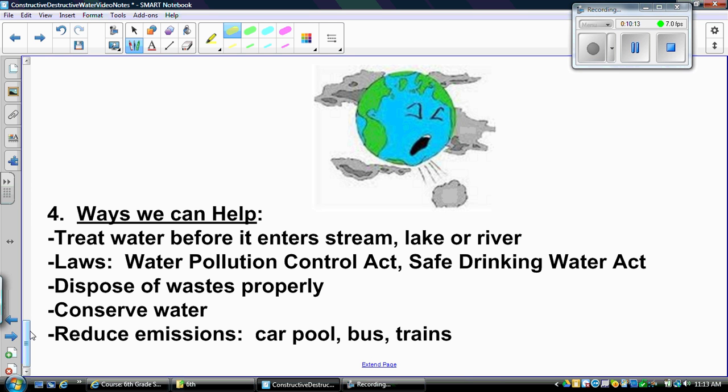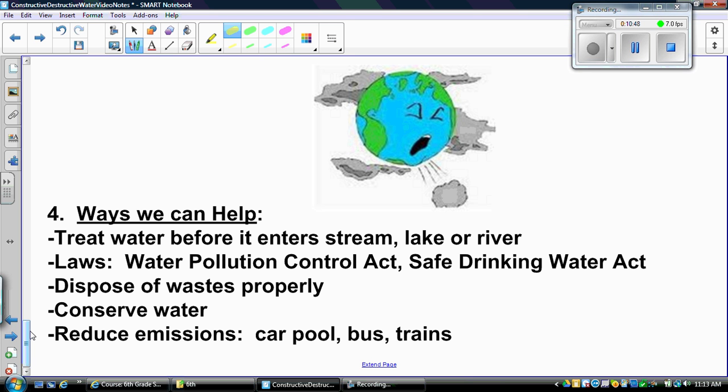So here are some ways that we can make sure that we don't pollute our water. Treat water before it enters the stream, lake, or river to get rid of some of that sediment or any pollution. We can also create laws. Our government has approved the Water Pollution Control Act, which sets up guidelines on how we're supposed to keep our water clean. Same thing with the Safe Drinking Water Act. There are laws put in place that factories have to follow, and that city governments and towns have to follow as far as drinking water is concerned.